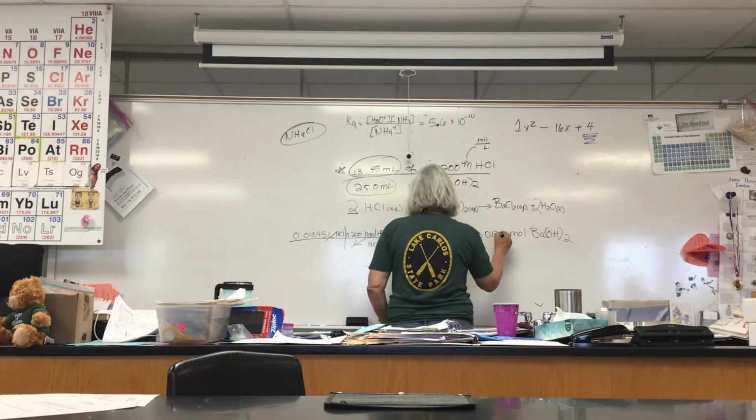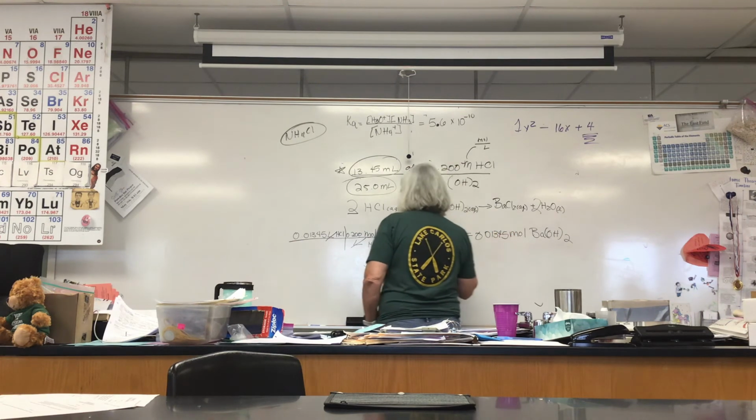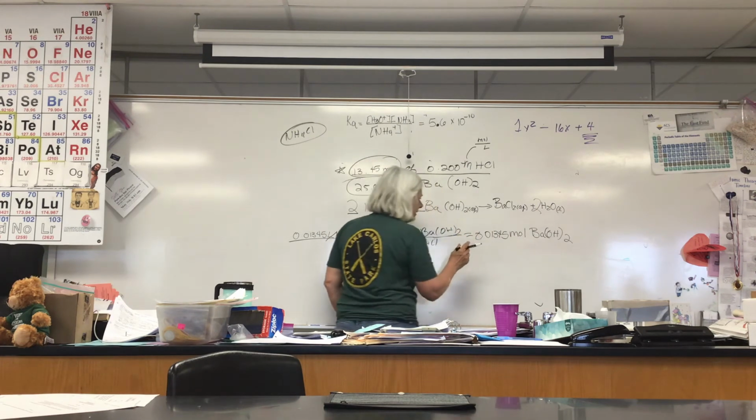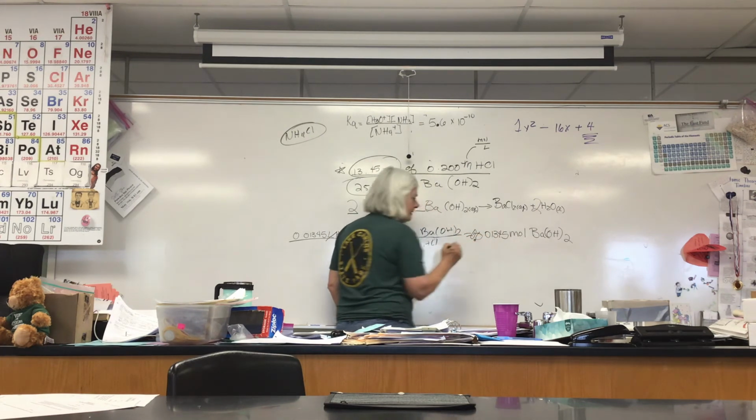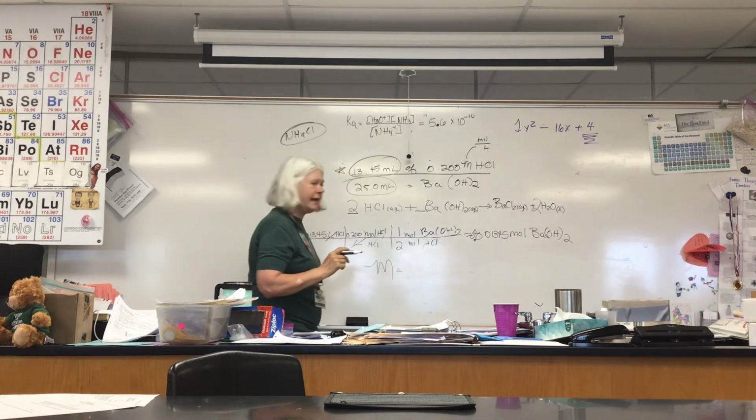0.01345. Is an extra zero. You move the decimal one to the left. Wouldn't it just be 0.00134? Is that right? Yes.